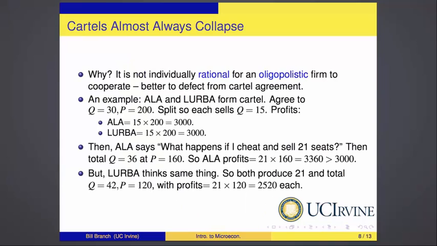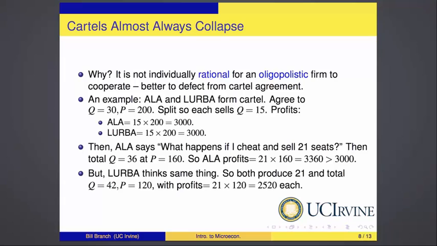So ALA says, okay, fine. I'm going to cheat. I'm going to sell those 21. I recognize that I'm not going to get $200 a seat anymore. I'm going to get $160. But what would my profits be in this situation? Well, now I'm selling 21 seats, so more seats, but I'm selling at a lower price, $160. But in aggregate, that makes my profits $3,360, which is more than what ALA is getting under the cartel agreement. So the chief executive of ALA says, okay, yep, I'm cheating.